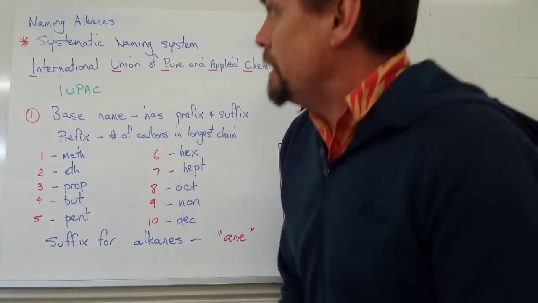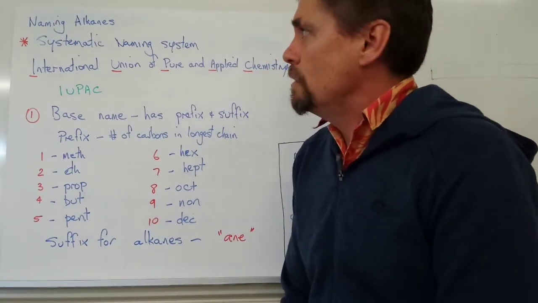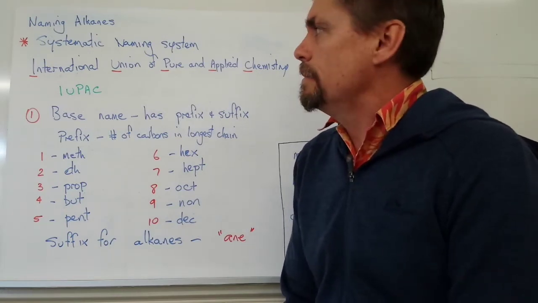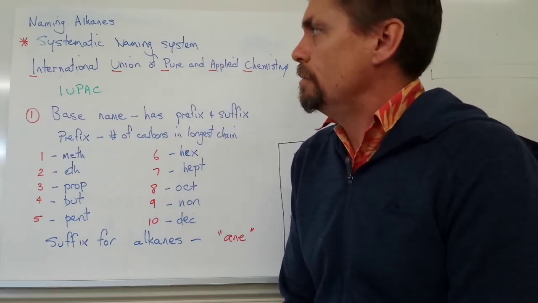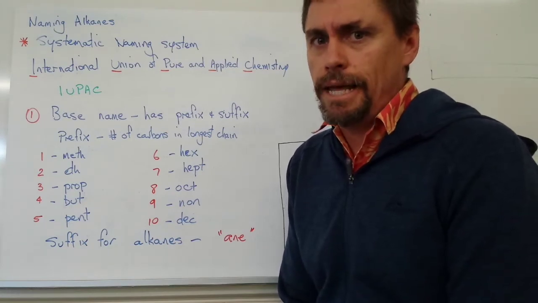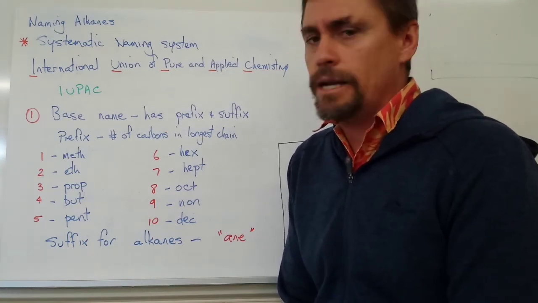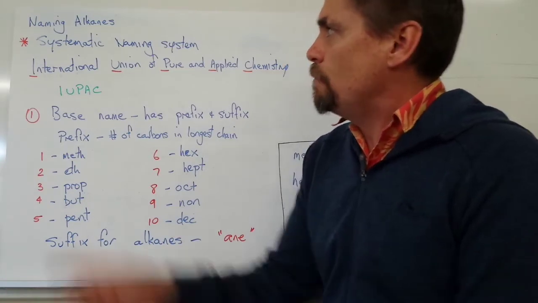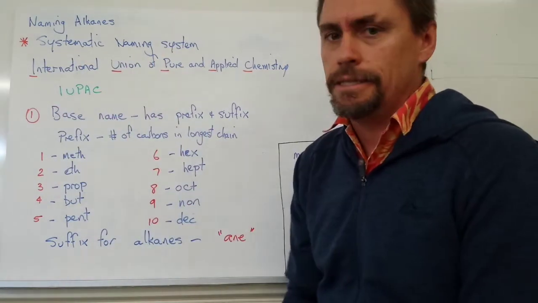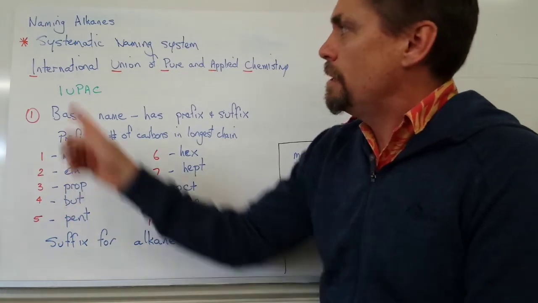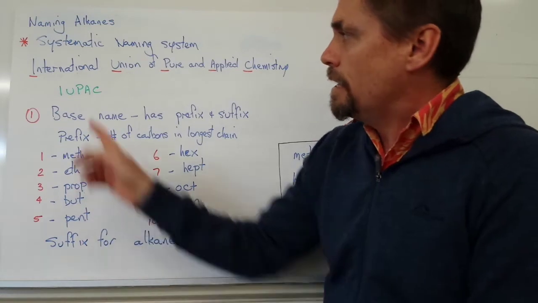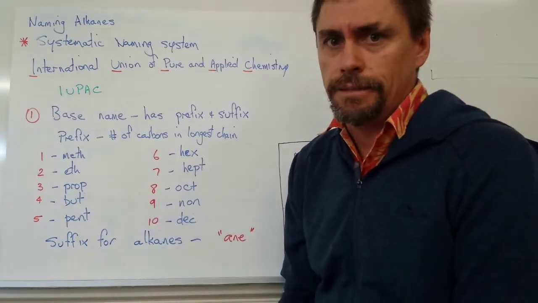Okay, let's have a look at naming alkanes. In order for us to name organic molecules, we need to have a system that makes it easy and is reproducible. We do this because of the complexity of the organic molecules and because of the sheer number of molecules. So we have what's called a systematic naming system, and this has been set up by the International Union of Pure and Applied Chemistry. In other words, it's the IUPAC system.